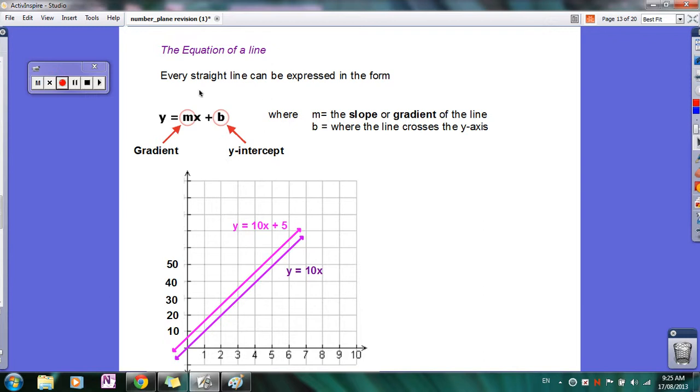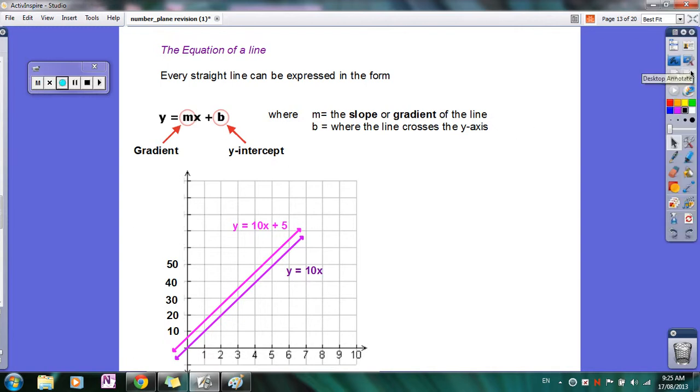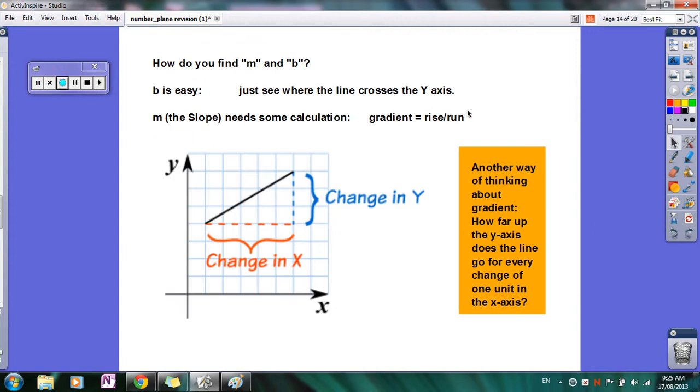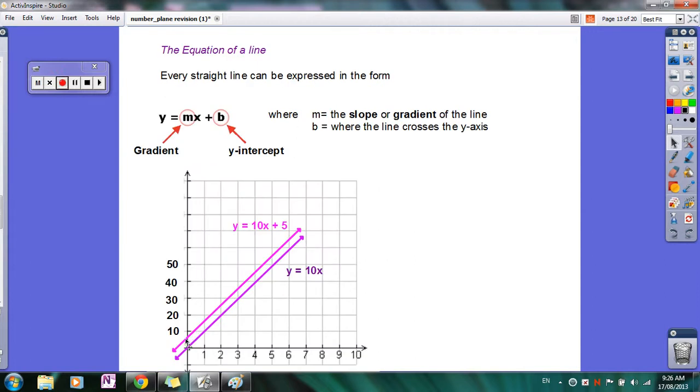We're going to go back and pull apart this idea of gradient now. So let's have a think about the slope of a line. Sorry, I've gone ahead of myself. How do you find the m and the b in the equation of the straight line? In other words, how do you find the gradient and the y-intercept? Well, the y-intercept is easy, as we saw in the last slide. We just see where the line crosses the y-axis. But how do we define this concept of gradient?